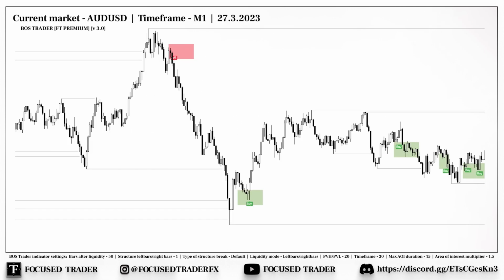Let's take a look at the latest setup today on the AUDUSD currency pair. The first setup arose at 9:12 a.m. when an area of interest was drawn after the two previous liquidity and breakout structures were taken out. The price did not stay here very much and after 3 minutes a sell signal was drawn. We entered the trade and placed the stop loss at the top edge of the area of interest.